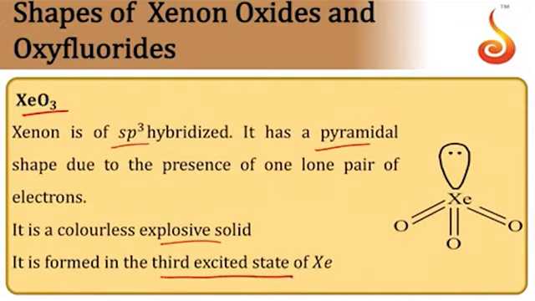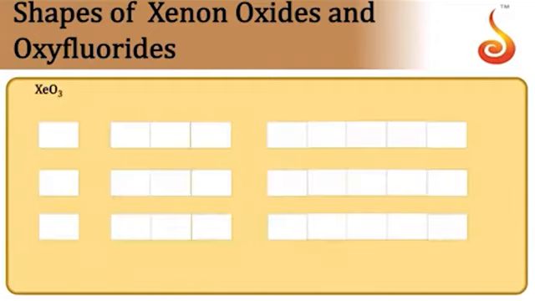If you see the molecule here, xenon is forming 3 double bonds. 3 double bonds means altogether there should be 6 unpaired electrons present. 6 unpaired electrons is possible only in the third excited state. Already we have seen this in the xenon fluorides. So it is the third excited state here.